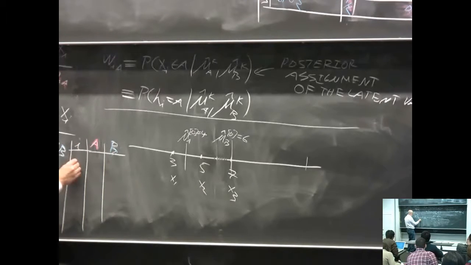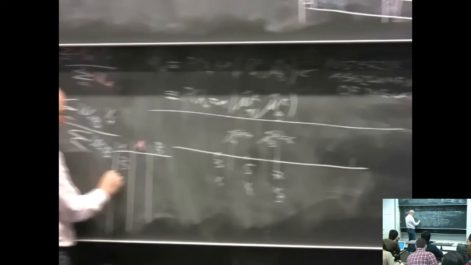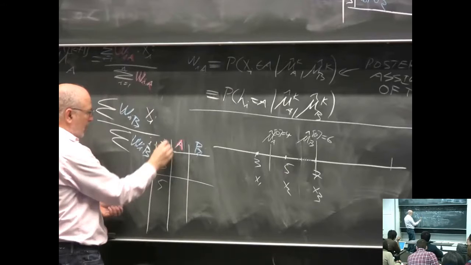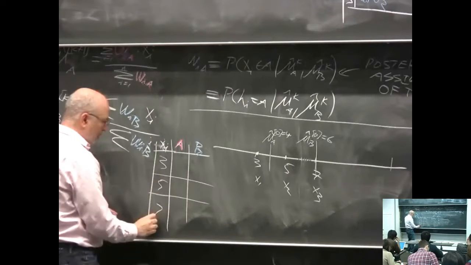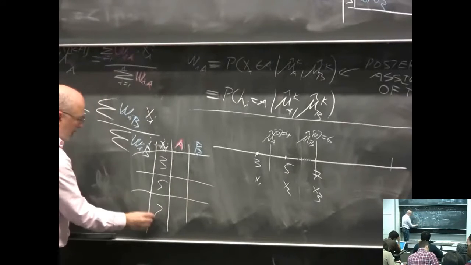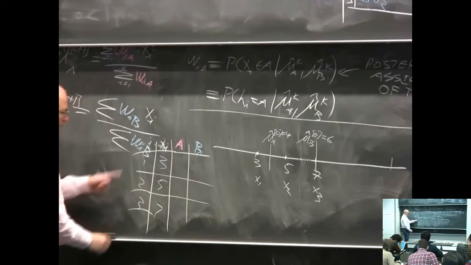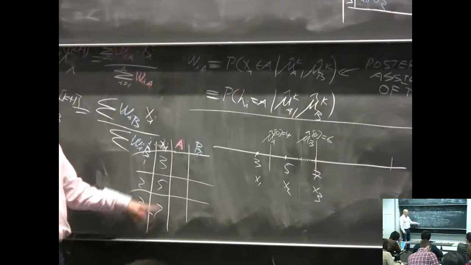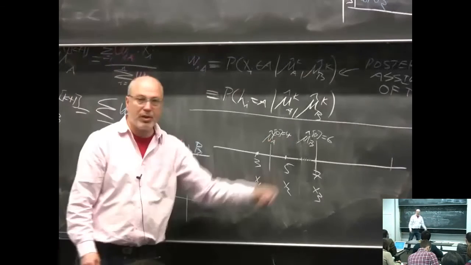This is i, so this would be 3, 5. I'm sorry, i is here, i and xi. 3, 5, 7. This is i, so this is 1, 2, 3. i goes from 1, 2, 3. The values of xi go 3, 5, 7. And the mu's start at 4 and 6.